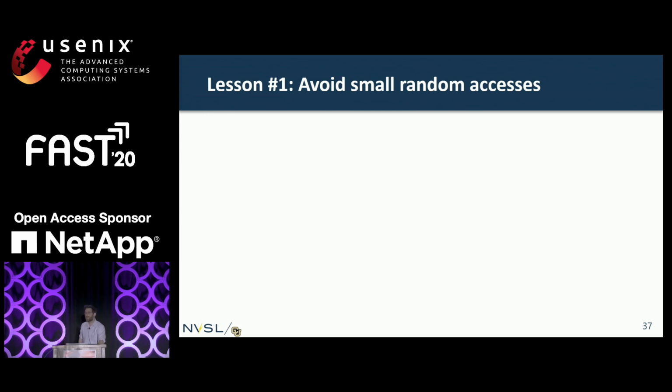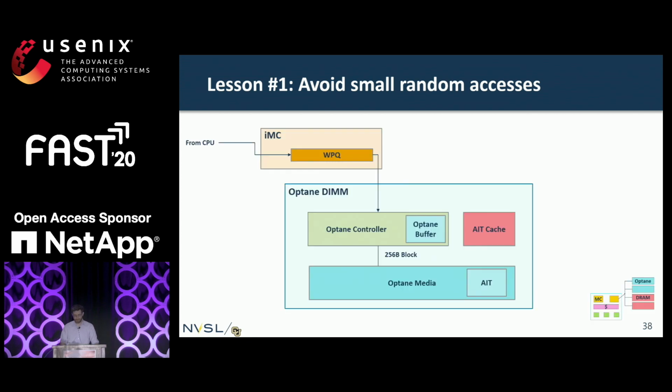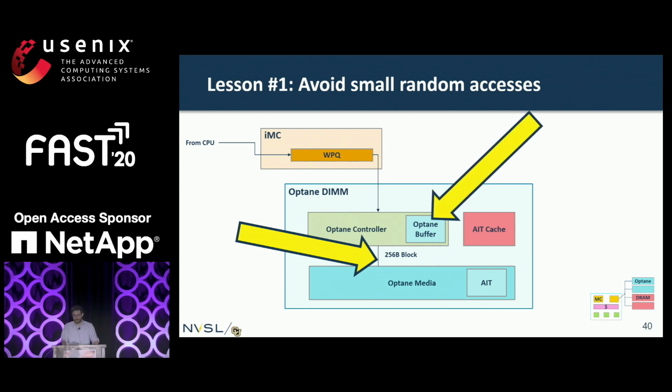So the first one is to avoid small random accesses, and this all has to do with the media block size. Within the actual Optane microarchitecture, we've got this 256 byte block size, which means that anything that is going to media is going to be in some contiguous block of 256 bytes, and we're going to ideally use this Optane buffer to merge adjacent writes. So if we have small accesses that are smaller than 256 bytes, they're going to be blown up to 256 bytes, and we're going to lose bandwidth.